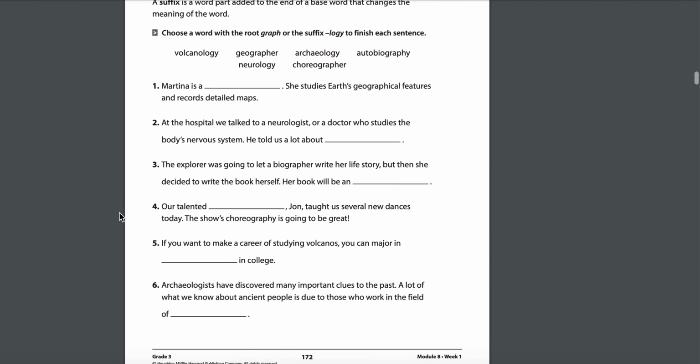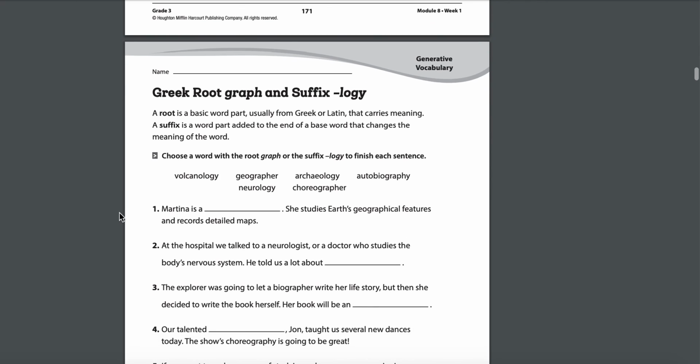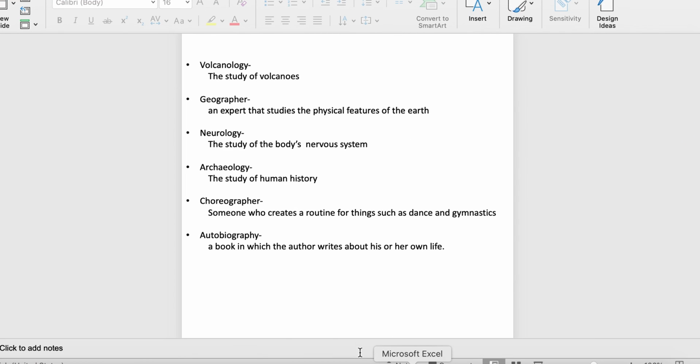So you may go back and finish these pages, and I will pull up this right here. So if you need this for page 172, you are more than welcome to use it.